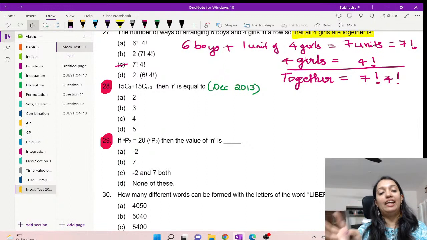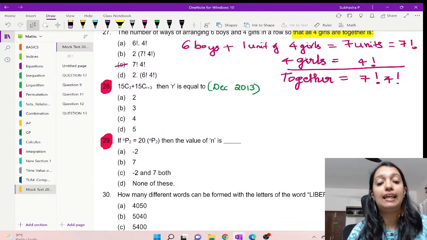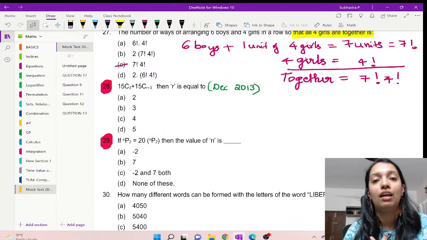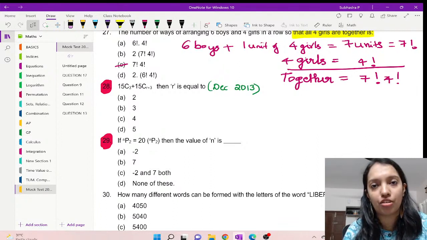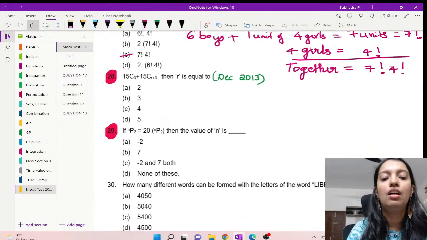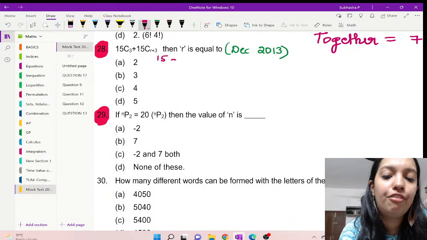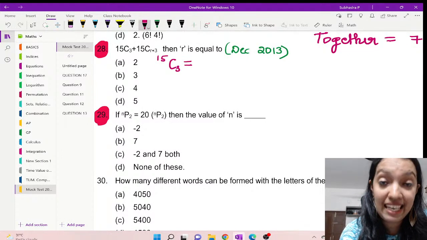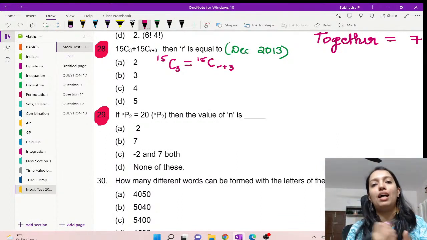The 28th and 29th questions have mistakes. Have a look. The 28th question says 15C3 plus 15CR plus 3, find R. If I add both of them, I'll get the sum of a combination. How will I find the R value? So there is a mistake in this question. Rectify this mistake. This ideally has to be 15C3 is equal to 15C(R plus 3).